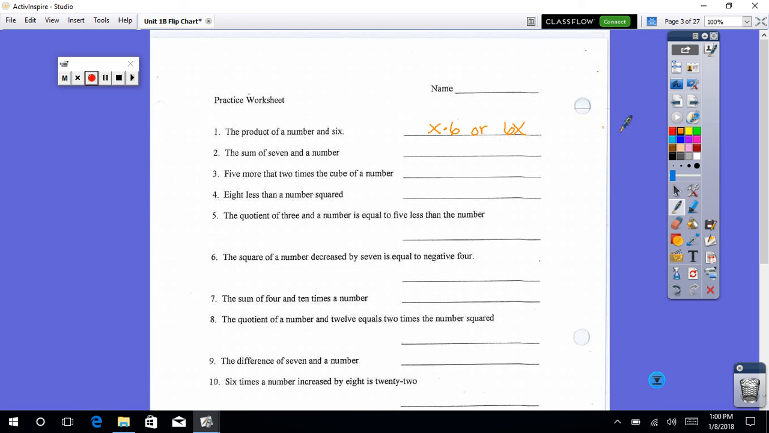Okay, the sum of 7 and a number. Sum means to add, so I take a number and I add 7 to it. Okay, number 3 is a little trickier. 5 more than 2 times the cube of a number. Okay, you kind of sometimes want to start at the end and work your way backwards. Okay, so we have the cube of a number, so a number cubed. 2 times that. And then 5 more. In order to be more, we're going to add.